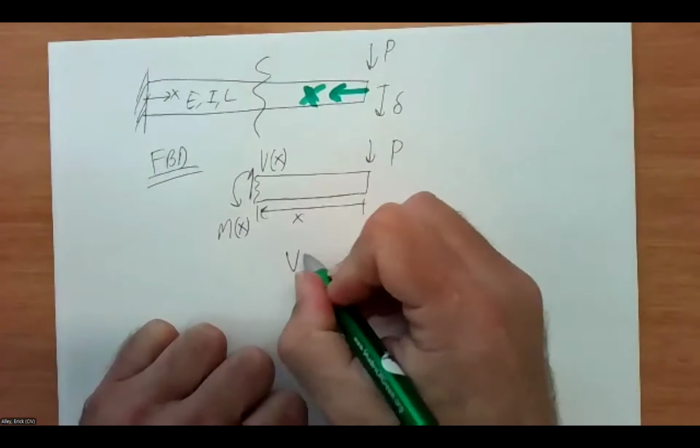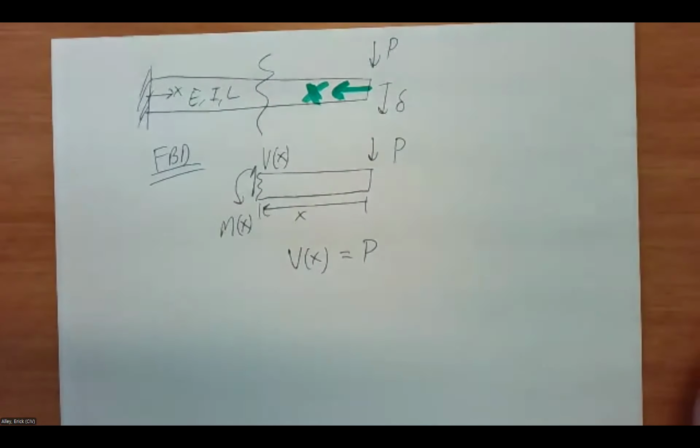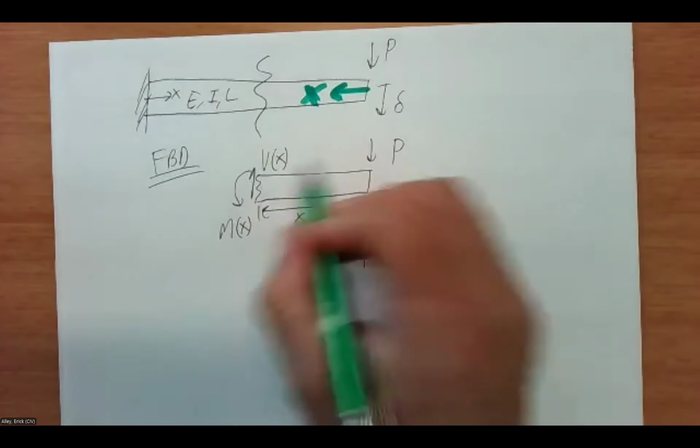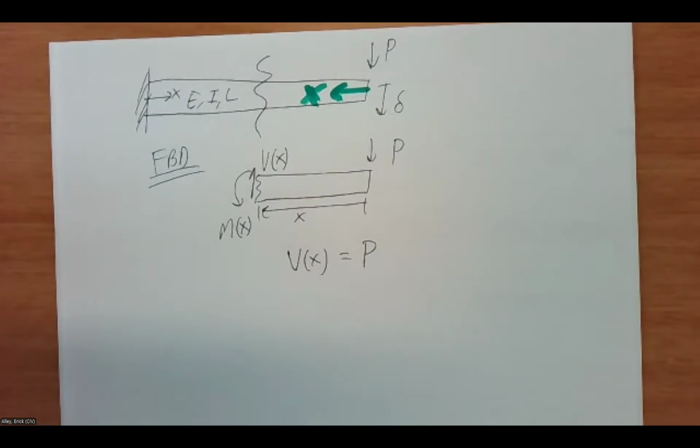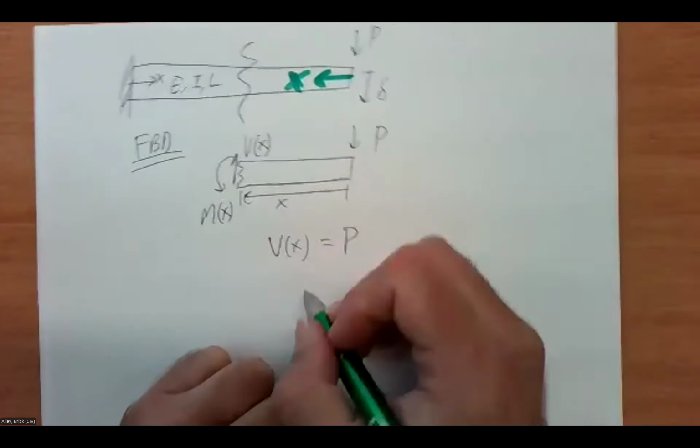So V of X. I've got V of X going up, P going down. So I can see that's just going to equal P. If I drew it the other way, minus P, but we're squaring V, right? So that minus goes away. Doesn't matter which way we draw these internal loads, all right?